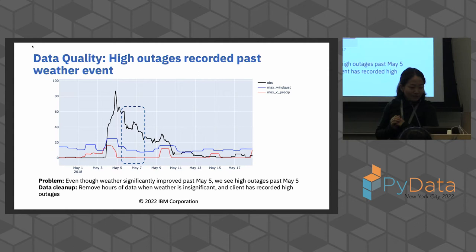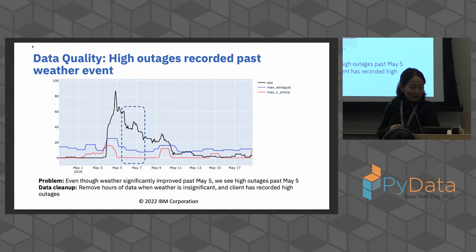So the black line here is the observation, or you can call it outage tickets, the sum of the outage tickets. And the other lines, blue and red, are wind gust and the cumulative precipitation. In this specific scenario, in the beginning of May 5th, the outage came down slowly, but the weather event had already passed. The weather event started on May 4th and peaked at the end of May 4th; in the beginning of May 5th, wind gust and precipitation came down. But the outage only came down slowly.